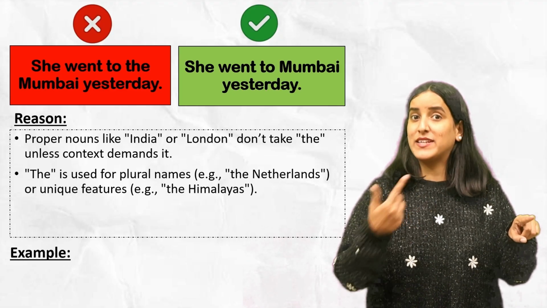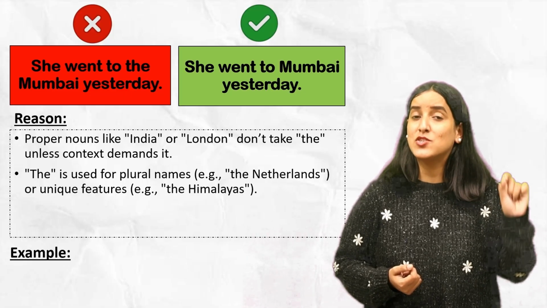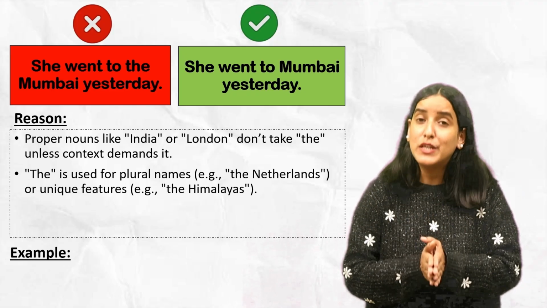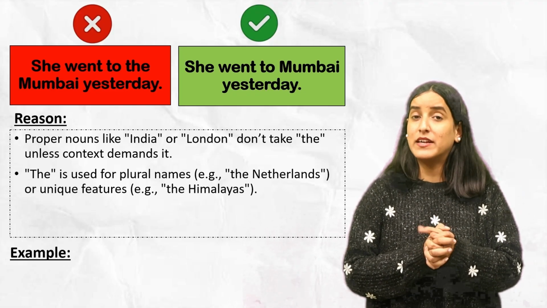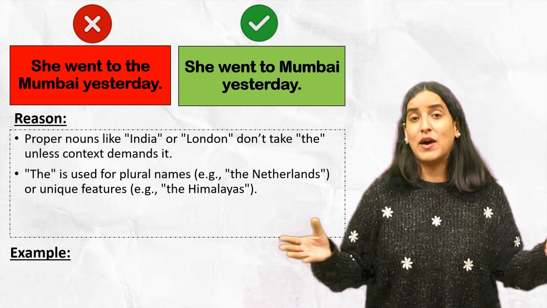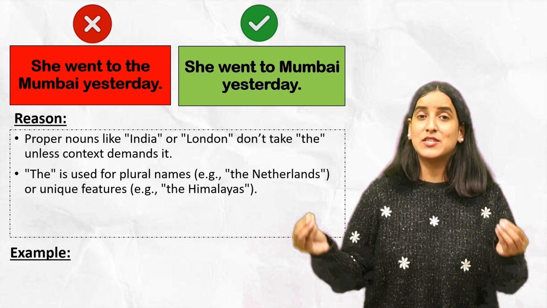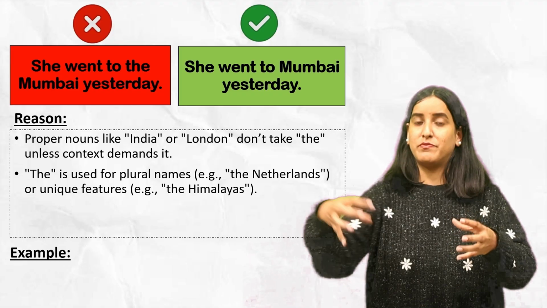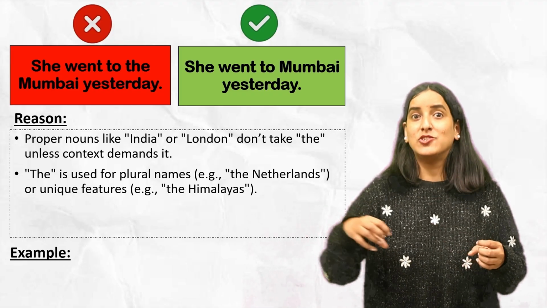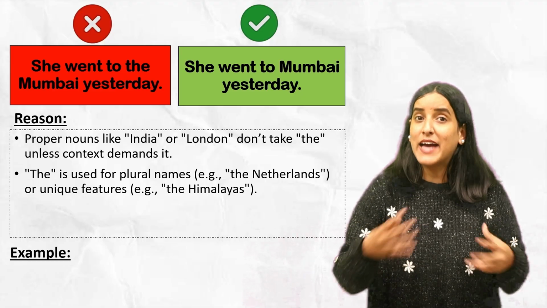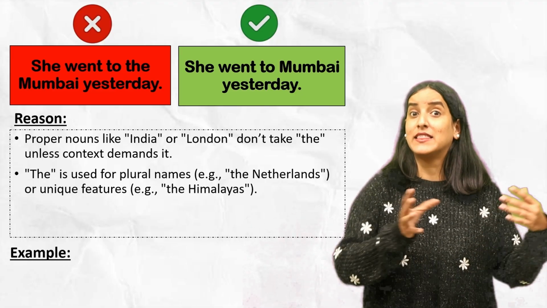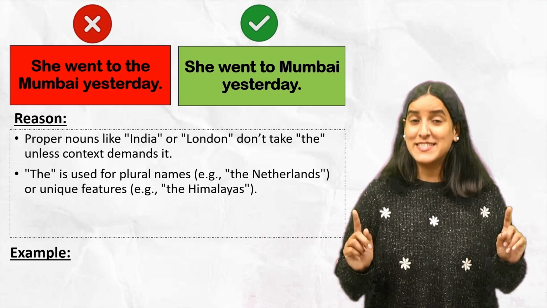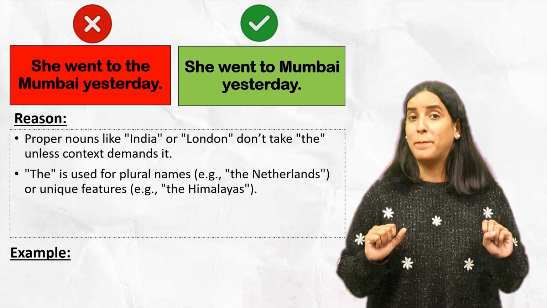Now, why is the incorrect here? The is used with names of places only in specific contexts, such as countries or places that have plural forms, all right? Or they're composed of multiple entities. Now, I'm sure you're thinking of this one, the United States of America. Yes, the Netherlands, right? Now, they're made up of different entities. They're unique, or they have unique geographical features like the Himalayas, the Pacific Ocean. Okay, now in the sentence above, which is Mumbai, now Mumbai is a proper noun.